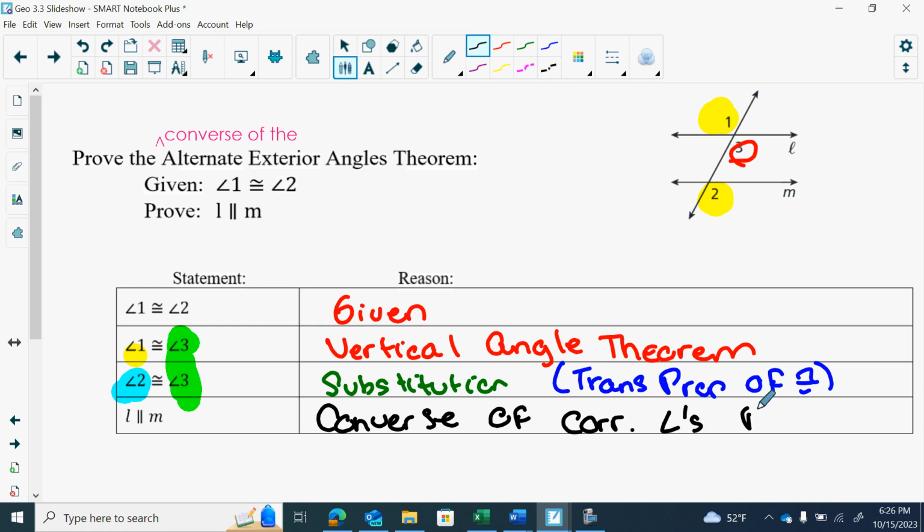The trick to this section is knowing those theorems from 3.2, because if you don't know those theorems from 3.2, then the converse of them is going to be pretty difficult. But if you know the theorems, all three of them that we did, then the converse of them is going to be pretty simple.